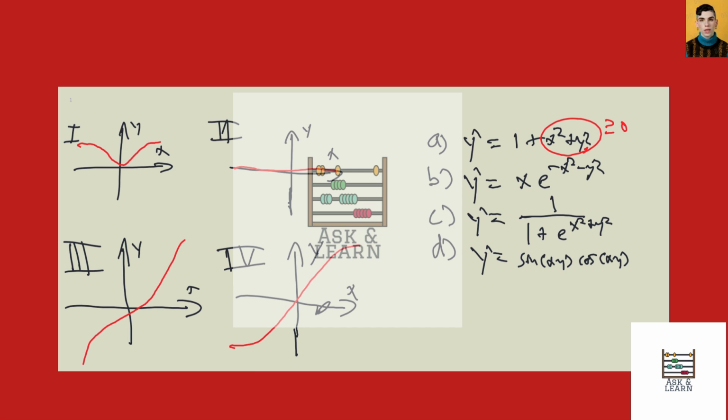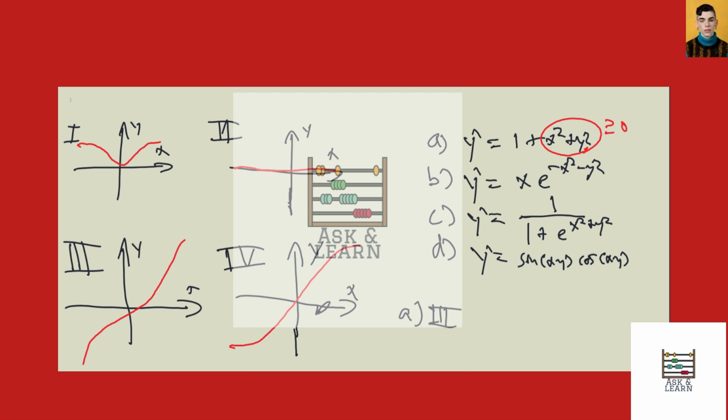To decide between the two, we notice that x squared plus y squared gets bigger as you move further away from the origin, since both x squared and y squared increase as you move away from the origin. So you would expect that the slope of this graph, or the rate of change, would increase as you get further away from the origin, which leaves us with just 3 as our solution for A. So A gets matched with 3.